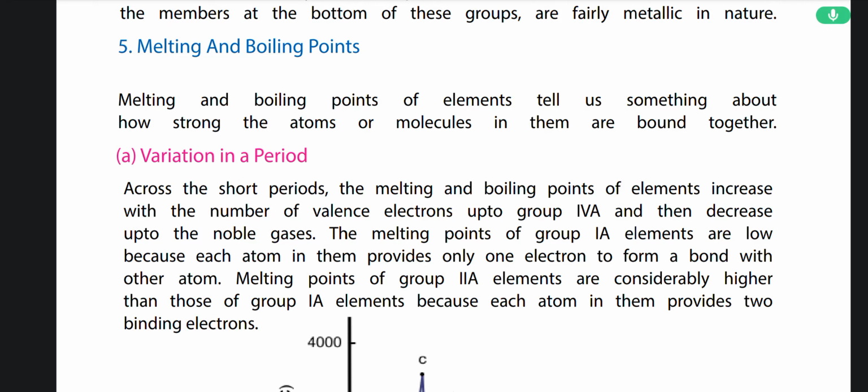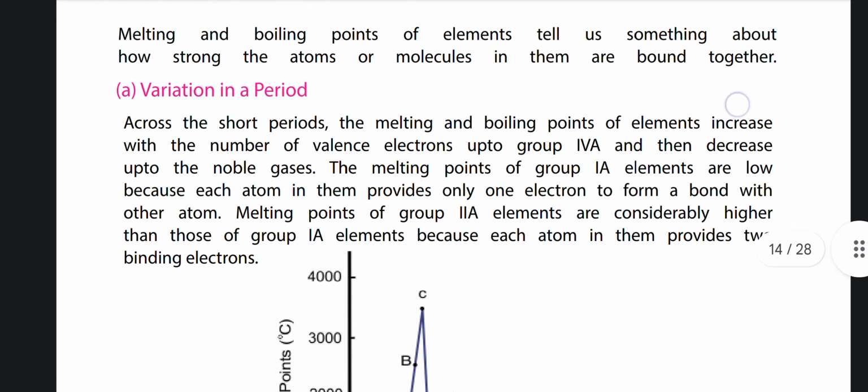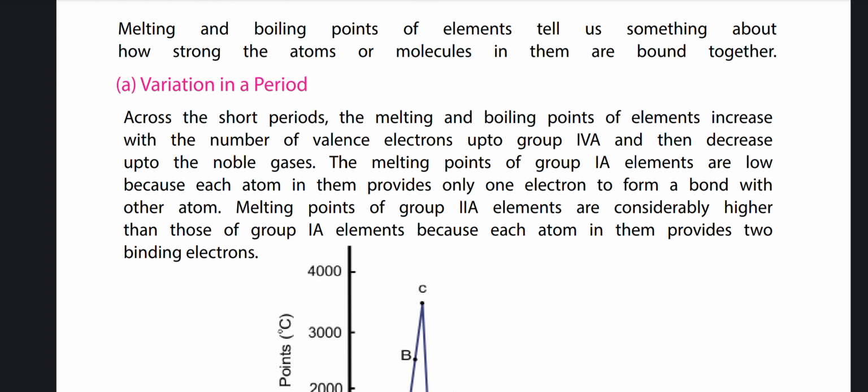To the part 2, number 5. Melting and boiling points. Melting and boiling points of elements tell us how strongly the atoms or molecules in them are bound together. A. Variation in a period. Across the short periods, the melting and boiling points of elements increase with the number of valence electrons up to group 4A and then decrease up to the noble gases.